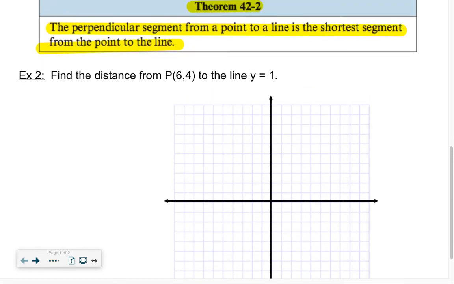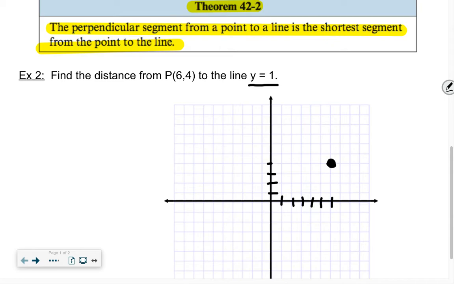Let's go ahead and move on to example number 2. Pause the video if you need to finish copying those down. But we want to find the distance from point (6, 4) to the line y equals 1. Let's go ahead and sketch this. 1, 2, 3, 4, 5, and 6, and 4. 1, 2, 4. There's our point. And now the line y equals 1.